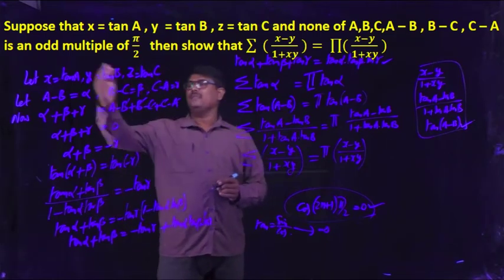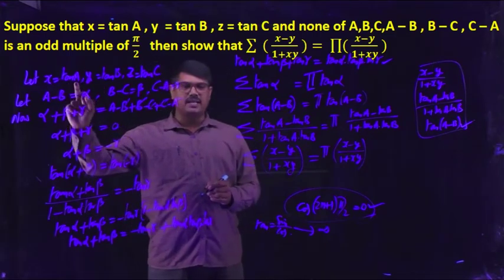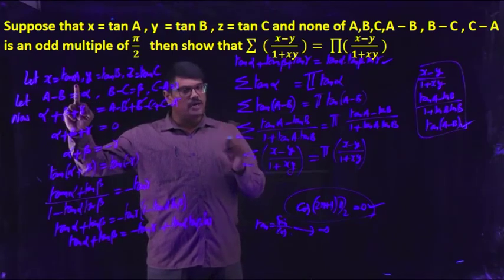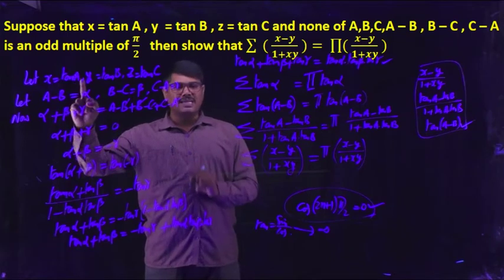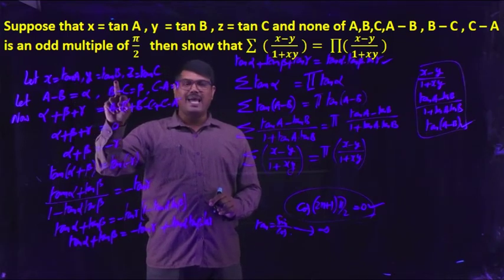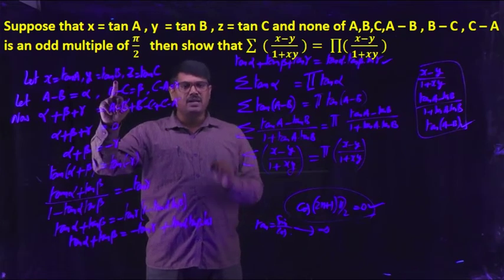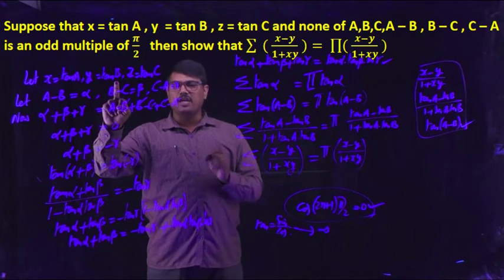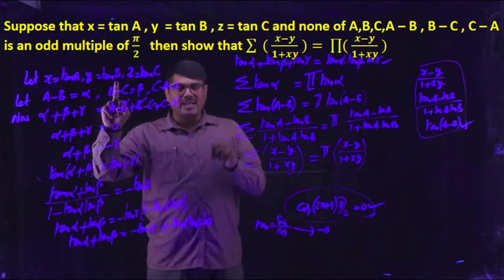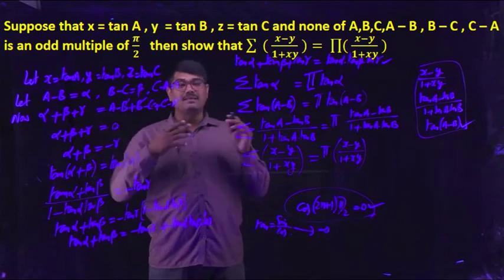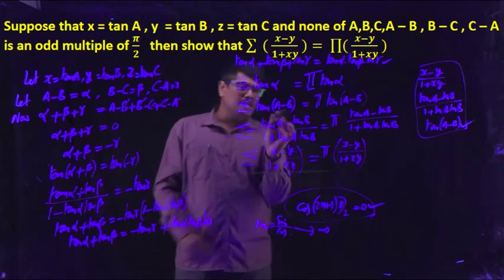That's why in the problem they have mentioned tan A. Tan A is possible only if cos A is not equal to 0. That's why A cannot be an odd multiple of pi by 2. Tan B is defined if cos B is not equal to 0, which holds if B is not an odd multiple of pi by 2. Like that C also.